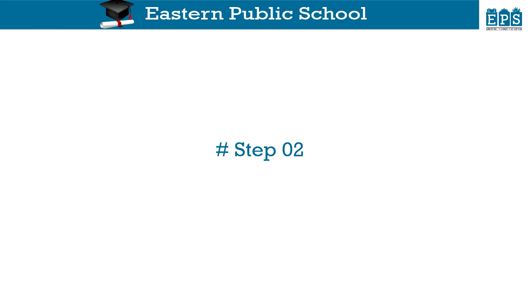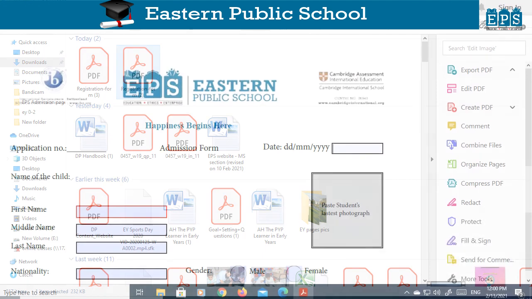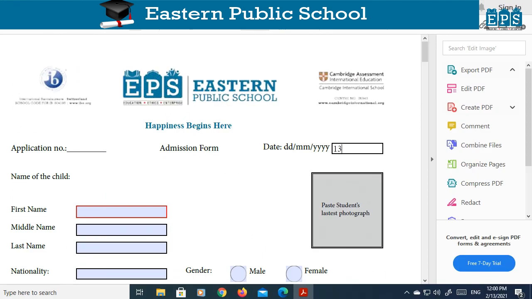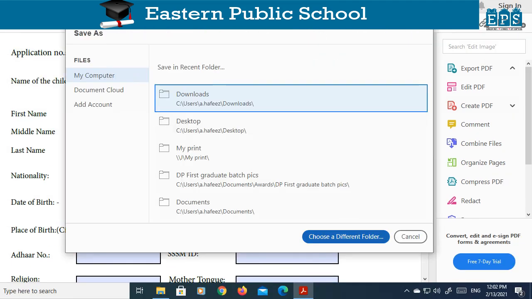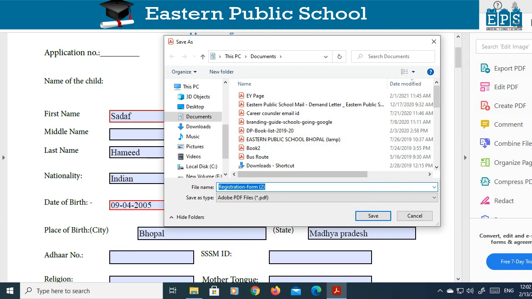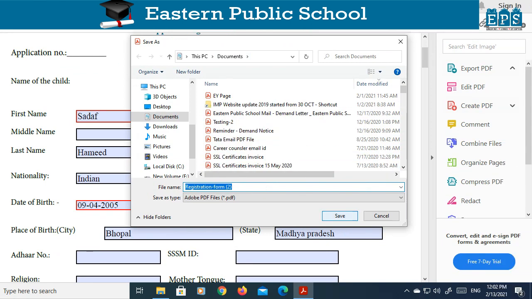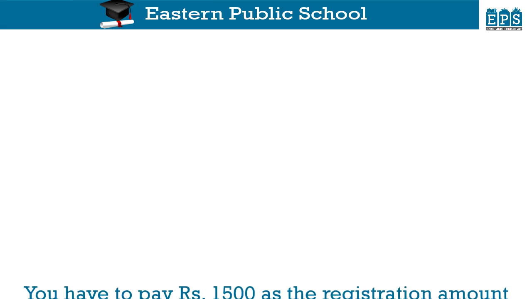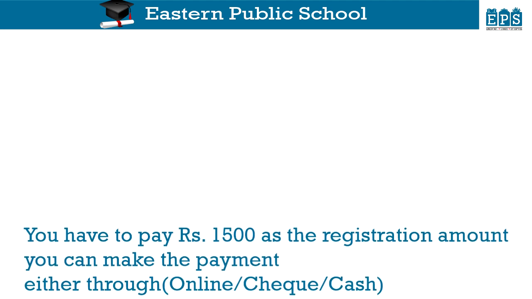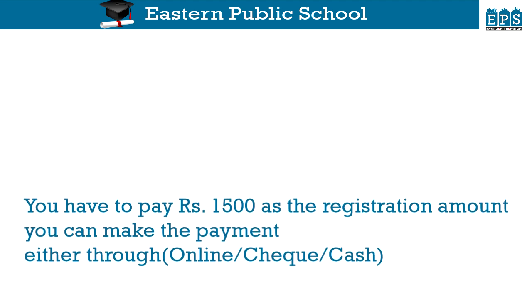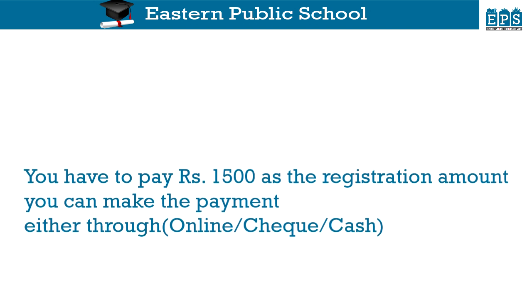Step 2. Open the saved admission form and fill all the necessary details. After filling the form, go to the file option mentioned on the top left side of the page. Now click on save. After filling the admission form, you have to pay rupees 1500 as the registration amount.